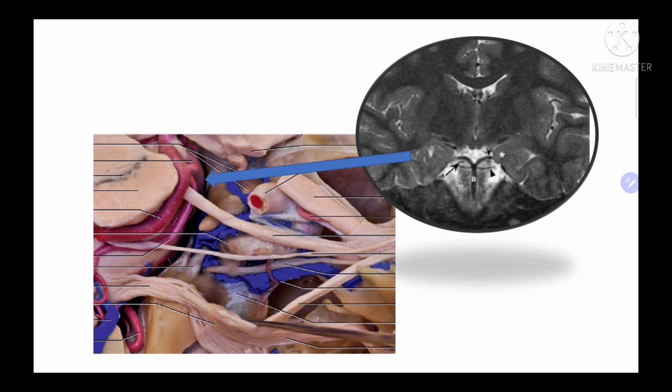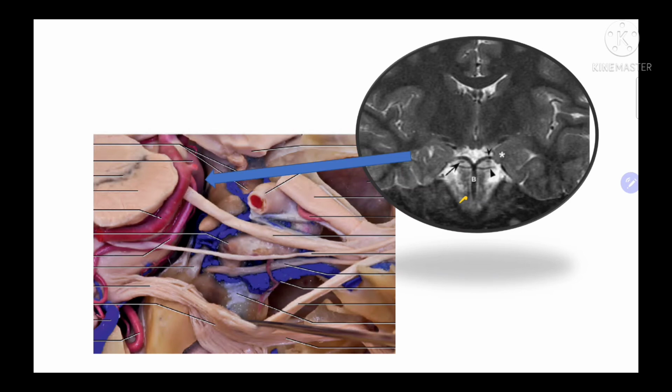So again, we see this. Remember the vessels, midbrain, and the oculomotor nerve. You see the posterior clinoid process, and you can see how the nerve is going lateral to the posterior clinoid process. Then we can see the nerve here also.